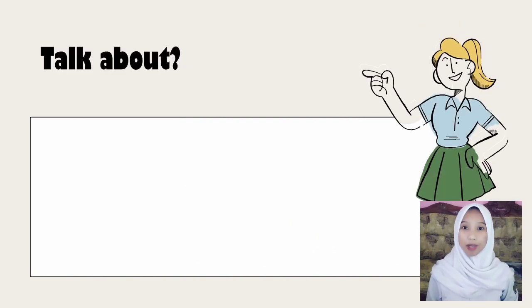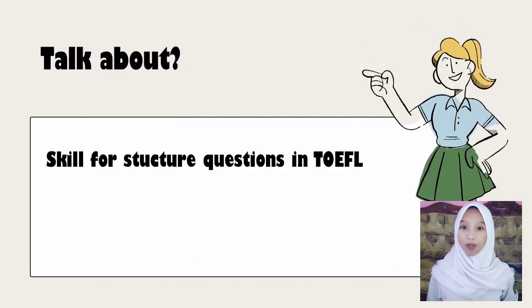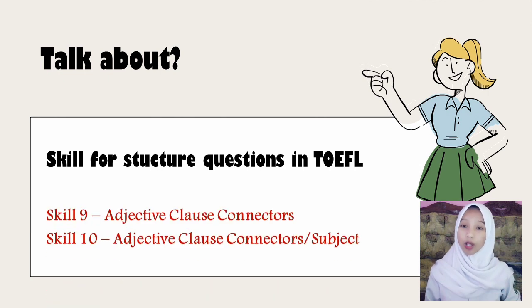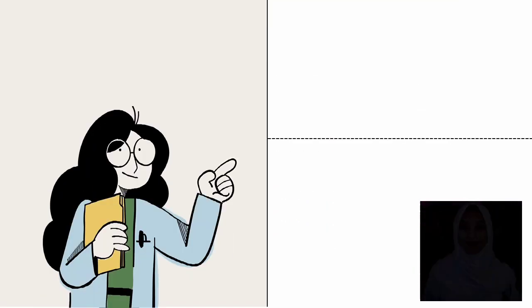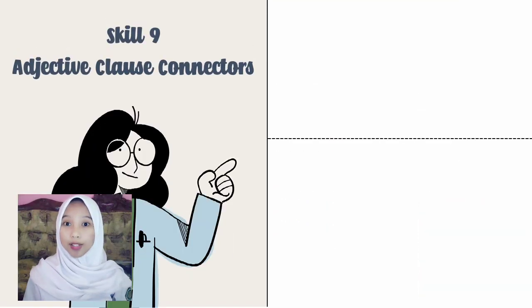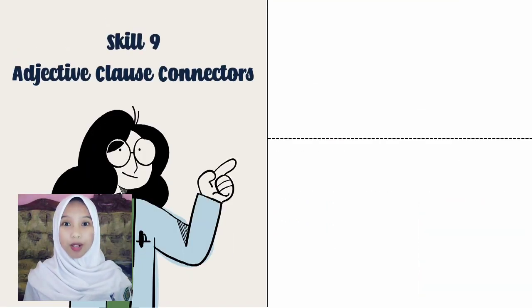Next, the topic to be explained is skills for structure questions in TOEFL. But from now, I will only describe Skill 9, adjective clause connector, and Skill 10, adjective clause connector or subject. Okay guys, as you can see on your screen now, Skill 9: adjective clause connector.